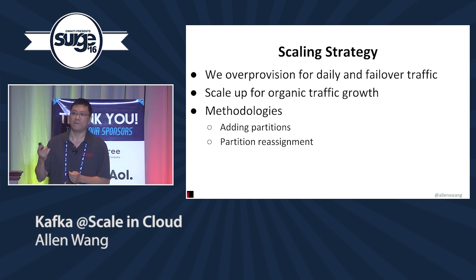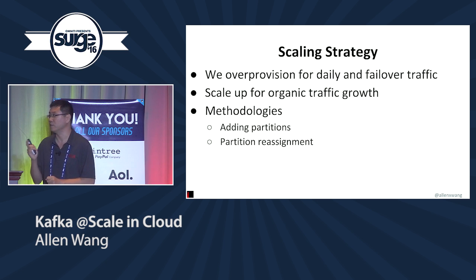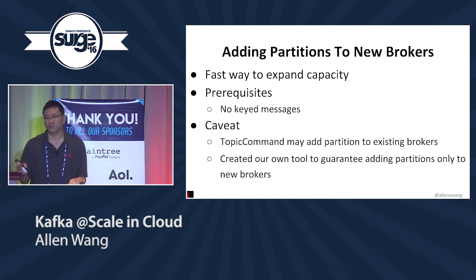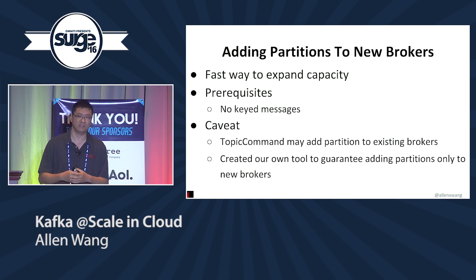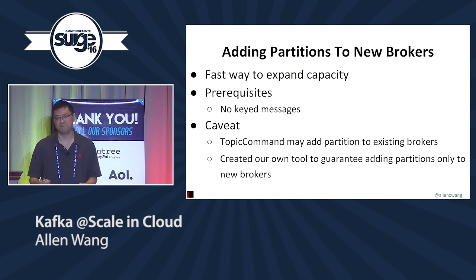And we do capacity expansion in primarily two ways. One is to add partitions to the new brokers, and the other is to do partition reassignment. So adding partitions to new brokers is a fast way to expand capacity. You bring up your new broker, you add partitions to it, and that's it.